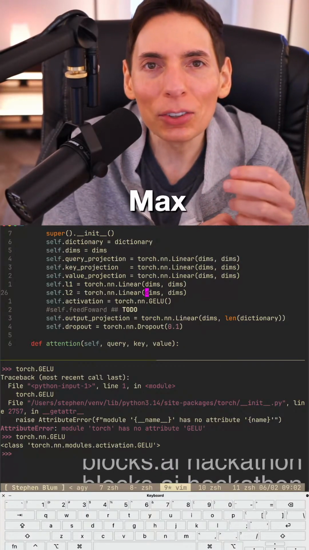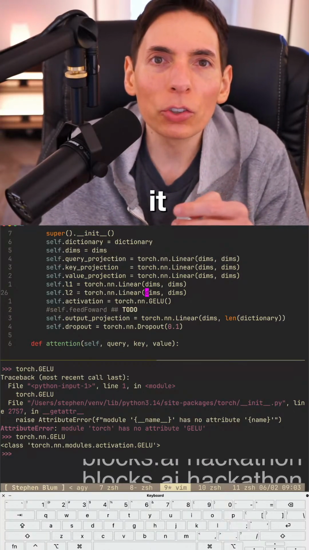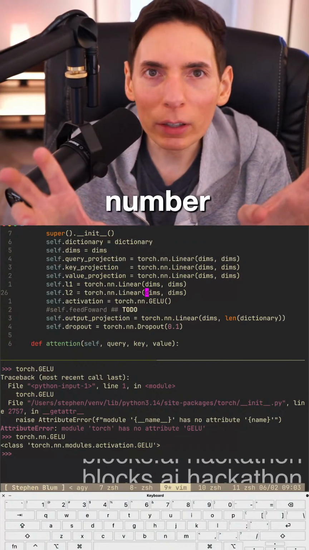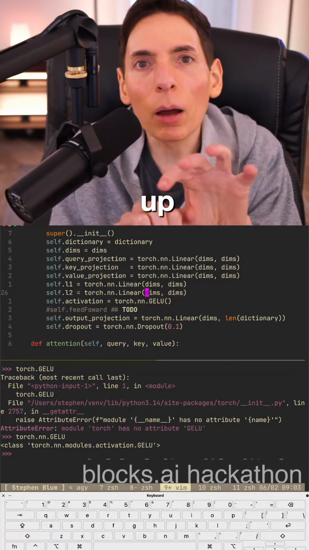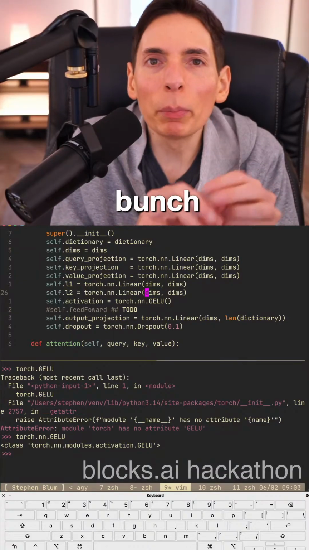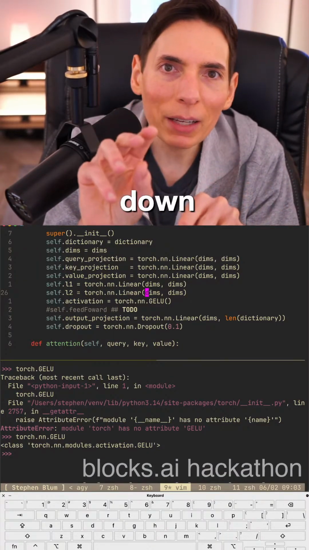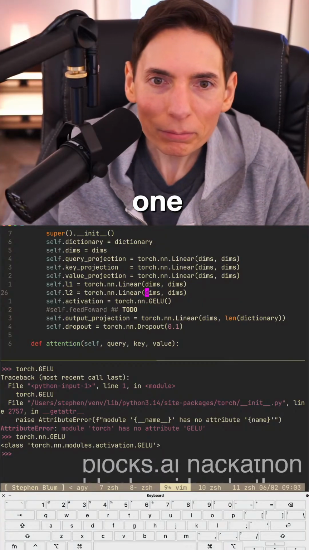Like softmax. Ooh, that sounds good. That sounds really good. What is that? Well, it just turns out it just converts all the numbers in a set to scale to add up to 1. That's it. So you have a bunch of numbers and then you just scale them down proportionally. So that way, when you add them all together, they equal 1.